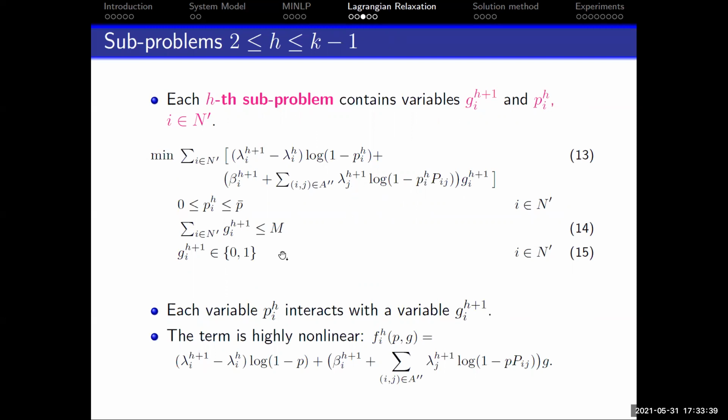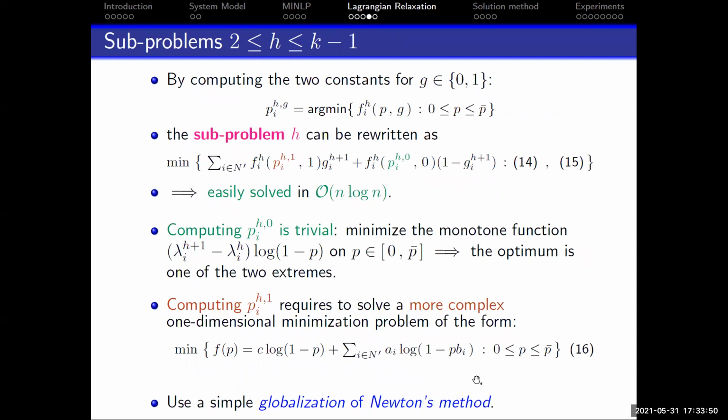And in this problem, each variable p_ih interacts with a variable g_ih plus 1. And of course, the term is highly nonlinear. Now, the point is that g is binary. So we consider the two cases 0 and 1, and compute these two constants for g equal to 0 and g equal to 1. If we have these constants, then the subproblem h for h equal to 2 up to k minus 1 can be rewritten in this form, which can be easily solved, again, in O(n log n), just sorting.